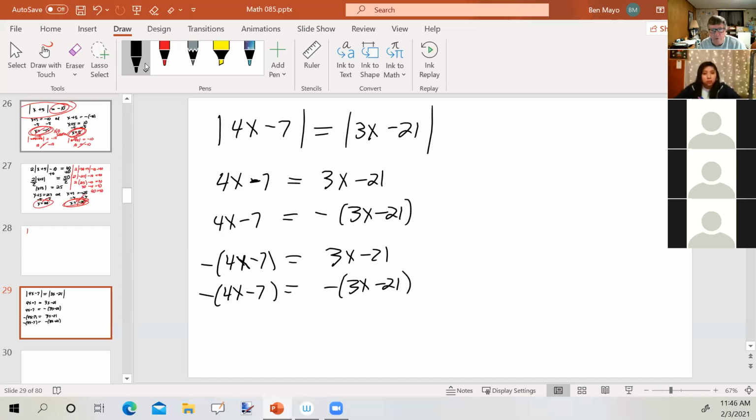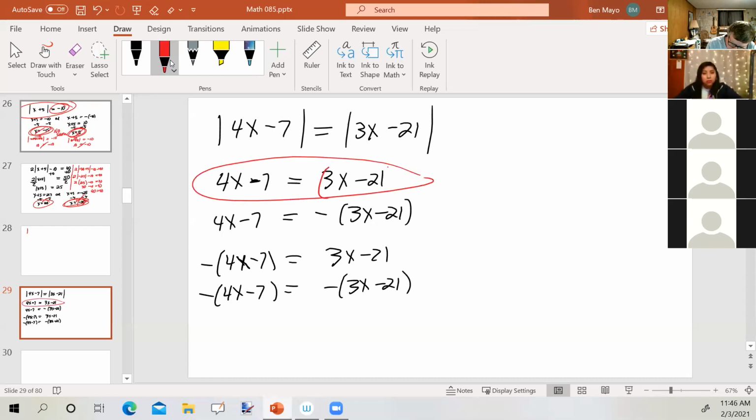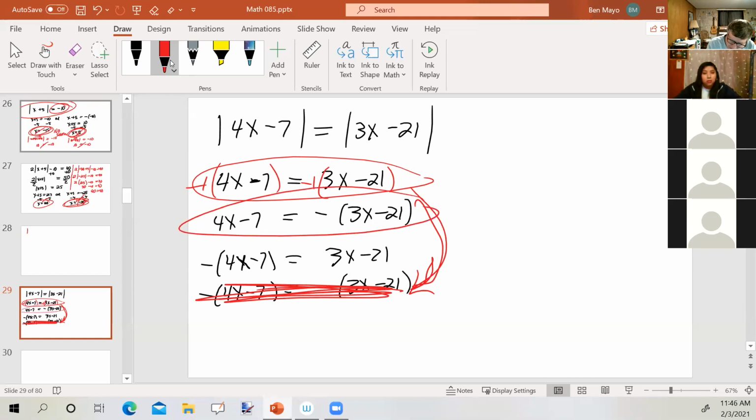But upon further investigation, notice if we take this equation and we multiply both sides by -1, we get this 4th equation. So in fact, they are the same equation. Likewise, if we take this equation and we multiply both sides by -1, we get this equation. So in fact, there's really only 2 different unique equations.